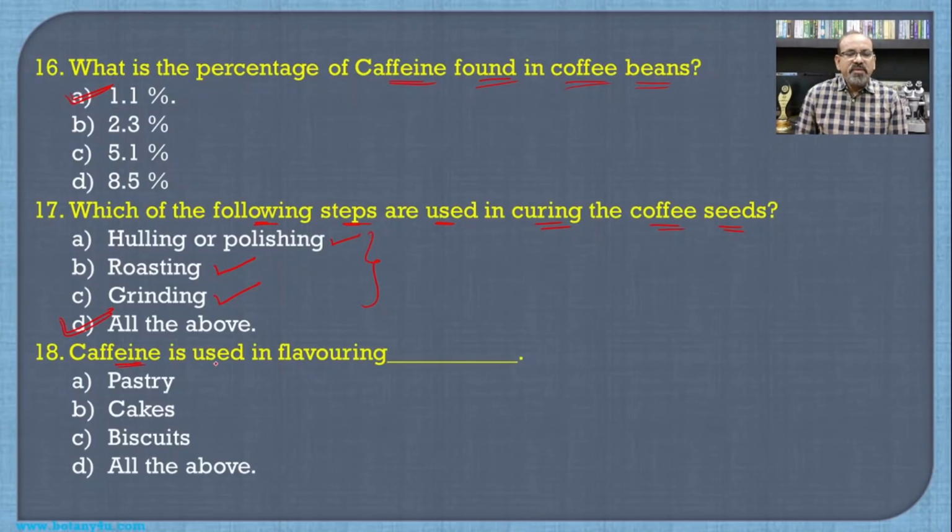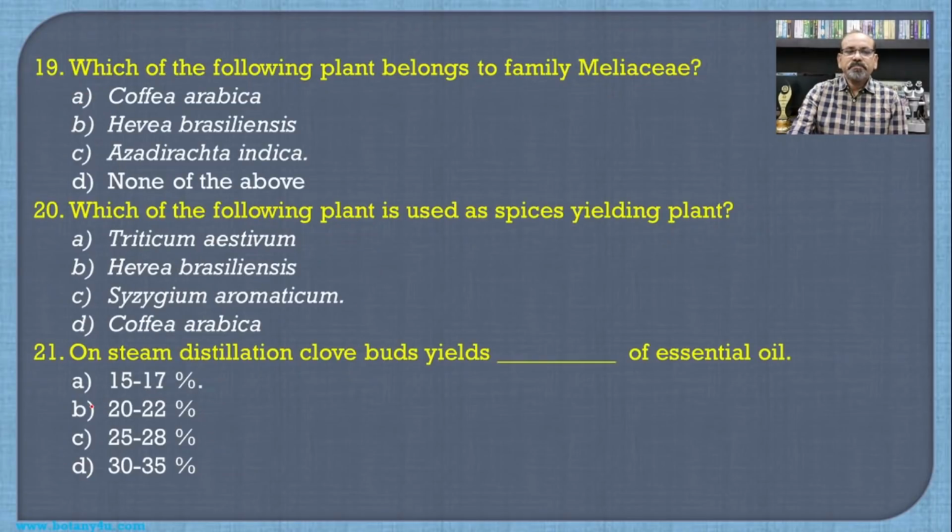Then caffeine is used in flavoring. Usually the various types of products or foodstuffs are flavored with the coffee, and out of that some are given here, that is the pastry is also flavored, then cakes are flavored, and even the biscuits are flavored with the caffeine, so that we will have the taste or the aroma of the coffee in the different foodstuffs, and hence all the above becomes the answer for this question.